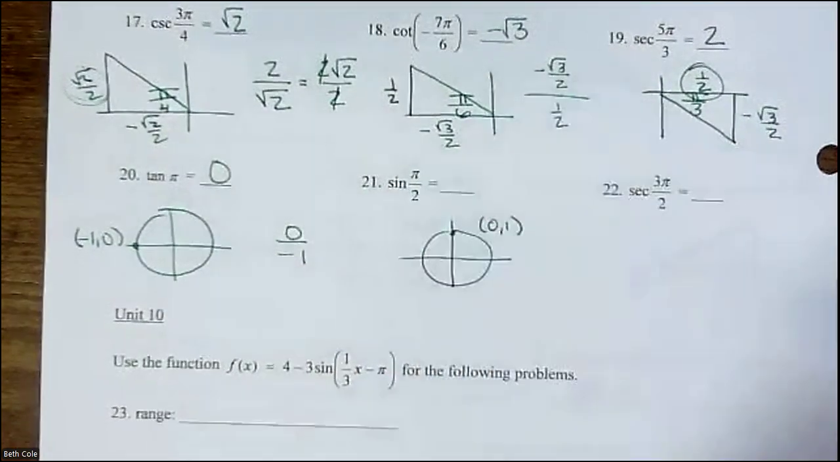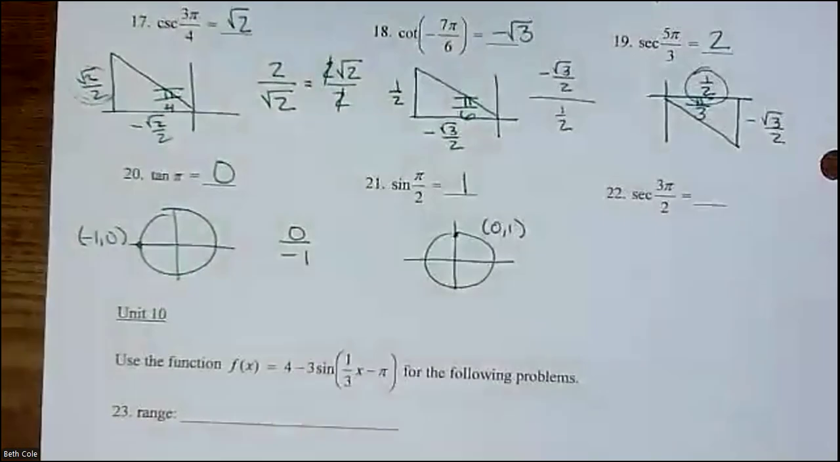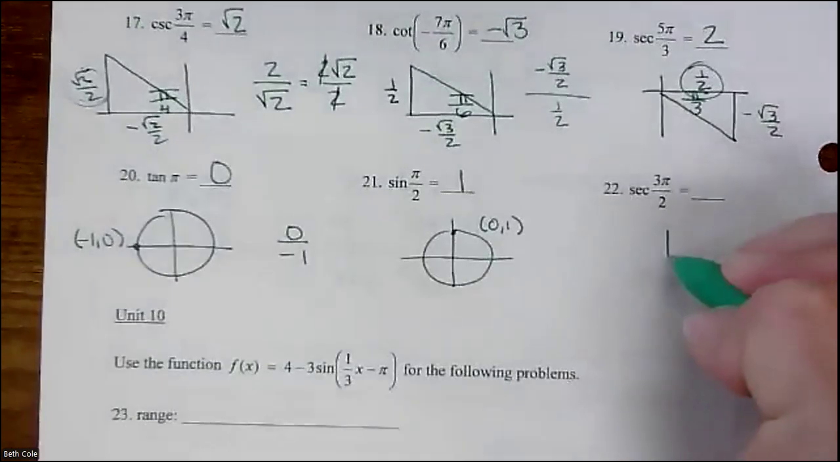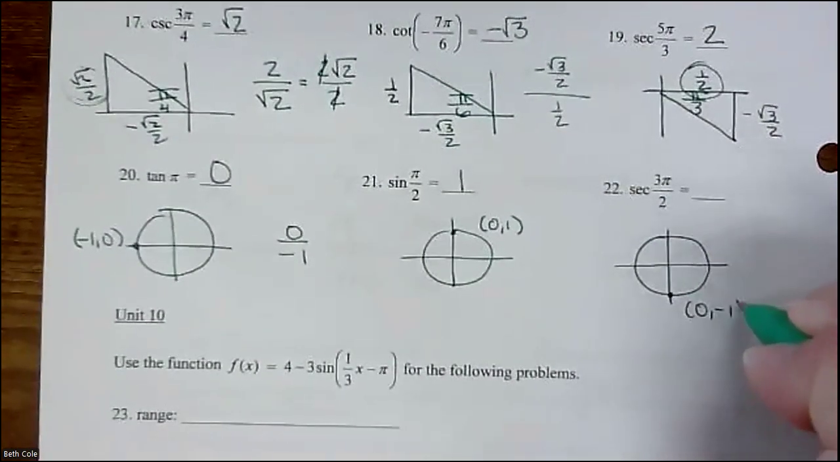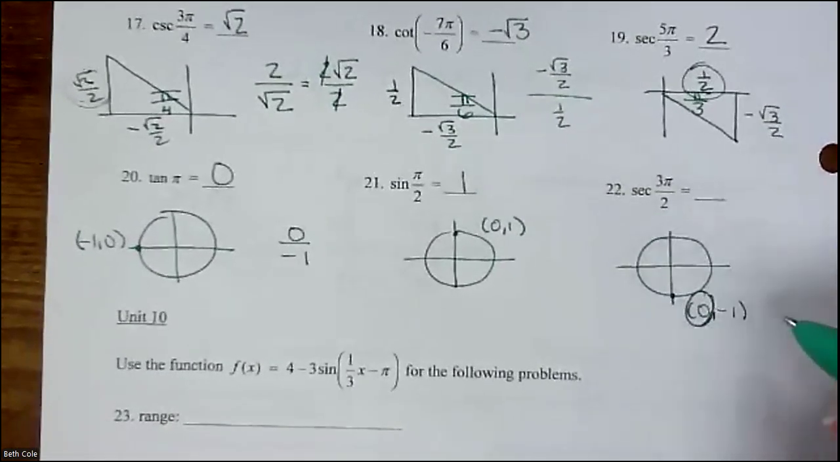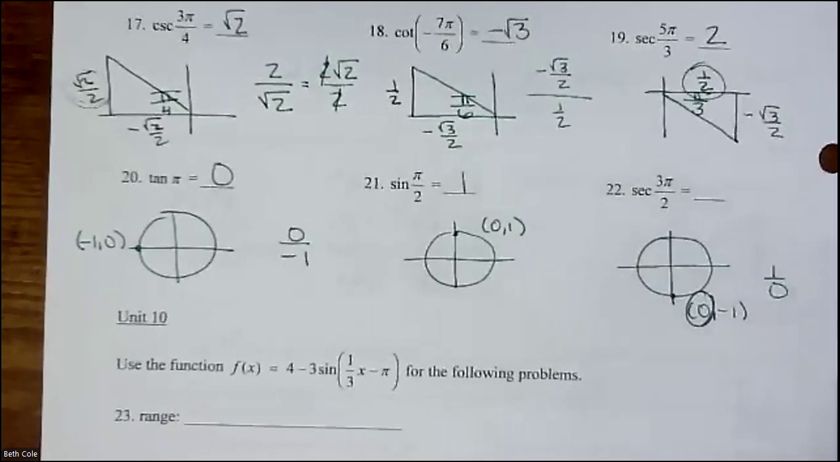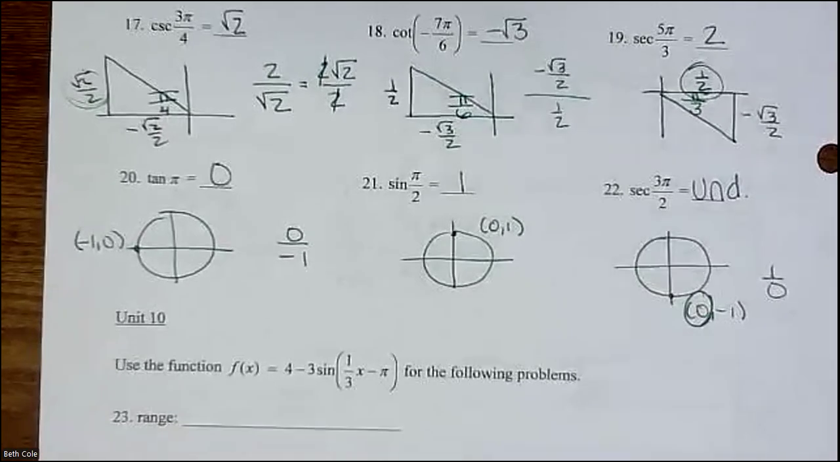So 0, 1, and it says sine is the y value, so 1. And then 3 pi over 2 is down. It's secant. That means you want to flip the x value. So that is where you get a 1/0. You can't flip 0, so that's where you get an undefined.